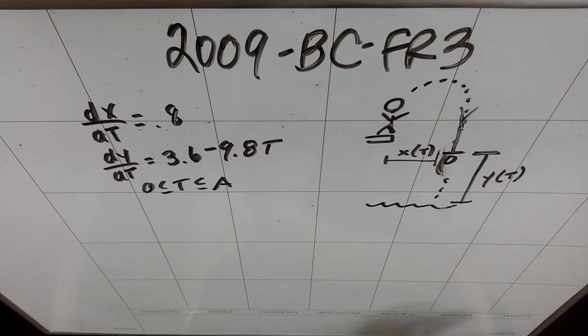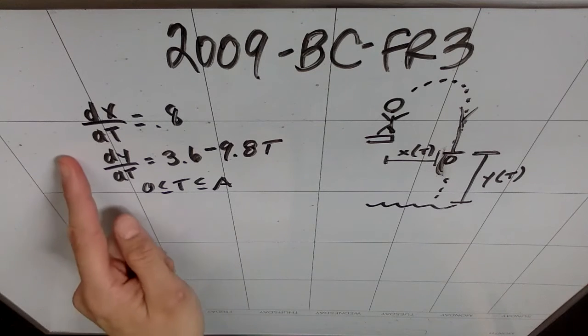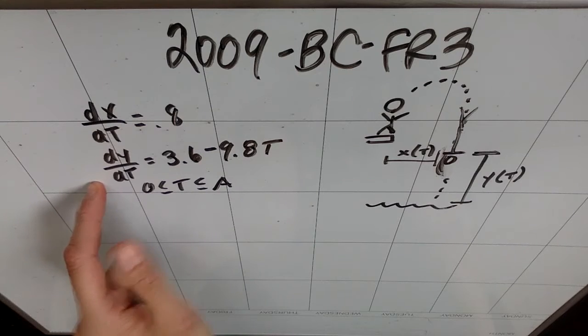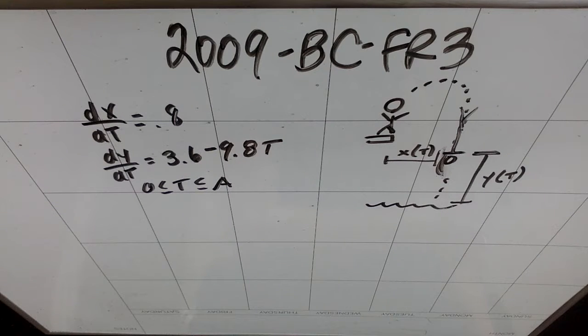Suppose that the diver's shoulders are 11.4 meters above the water when she makes her leap, meaning that y of 0 is 11.4. And that we have this dx dt and this dy dt that are given to us for the window from 0 to a, where a is the time that the diver's shoulders enter the water, because obviously she's no longer in free fall once she's in the water. Part A. Find the maximum vertical distance from the water's surface to the diver's shoulders.